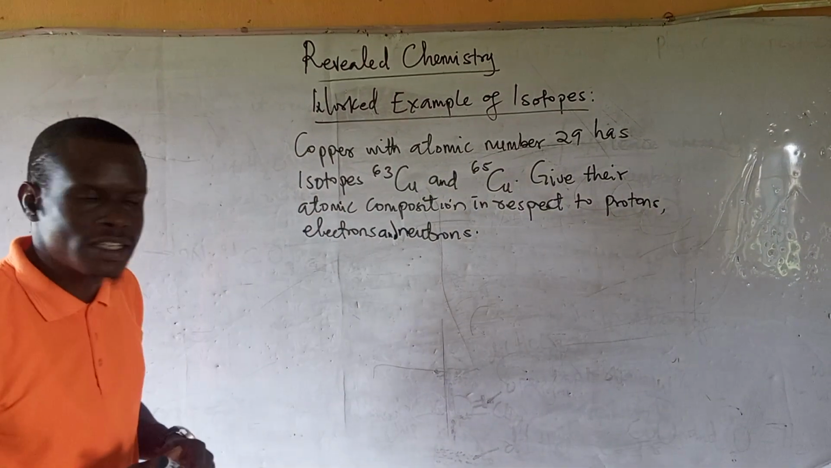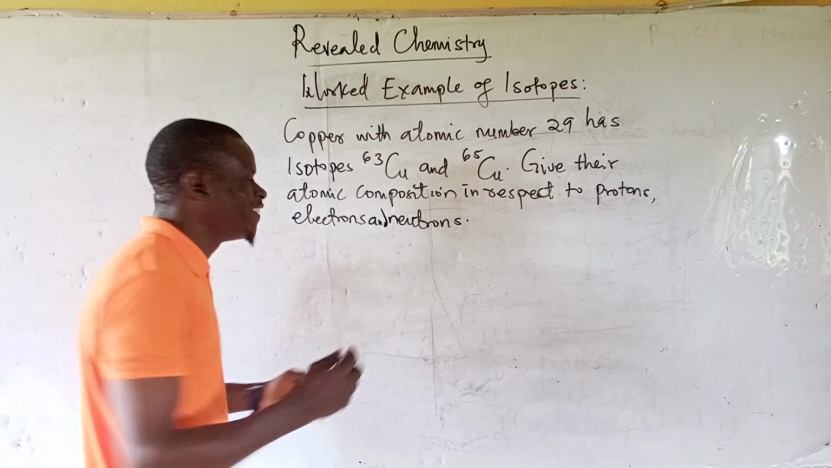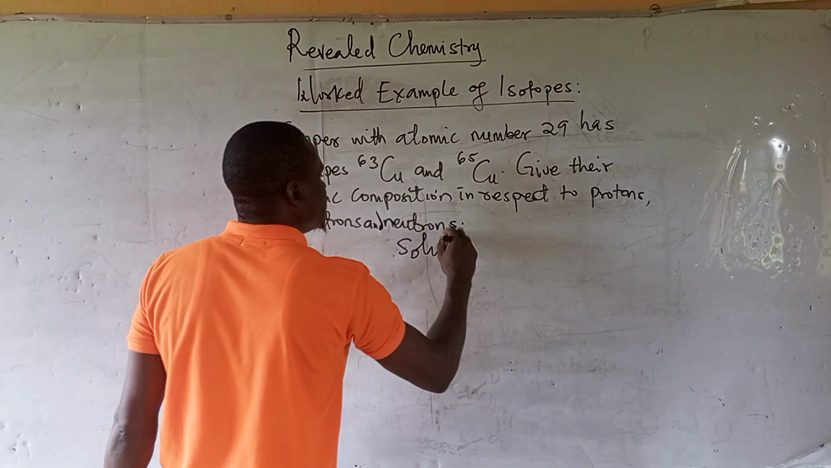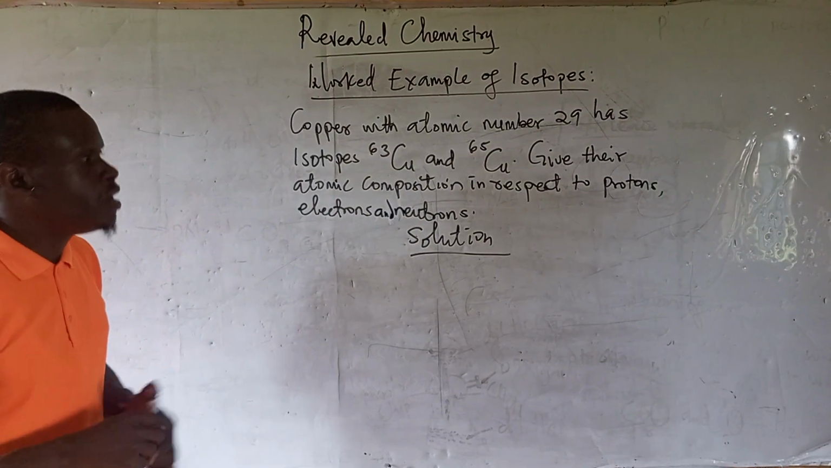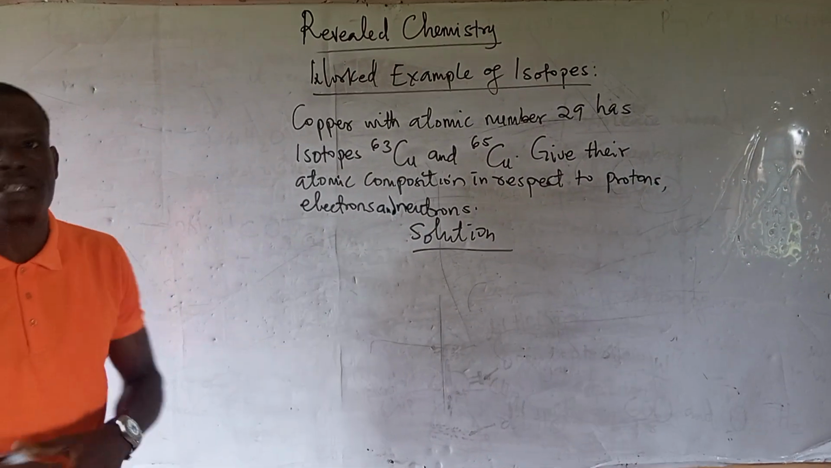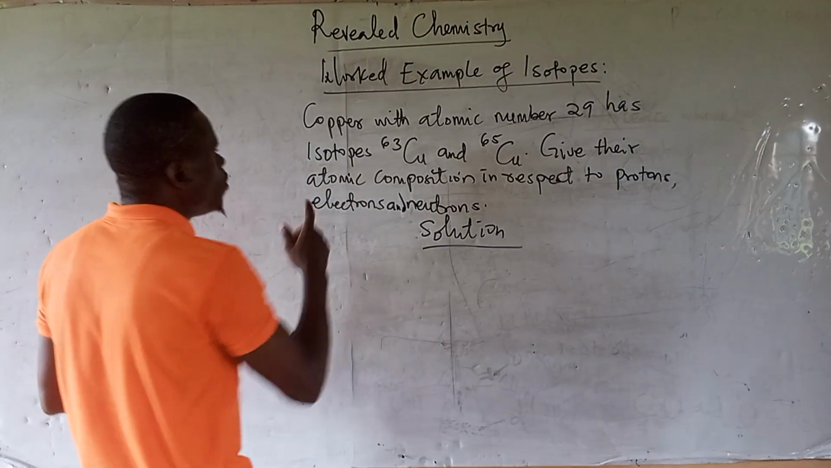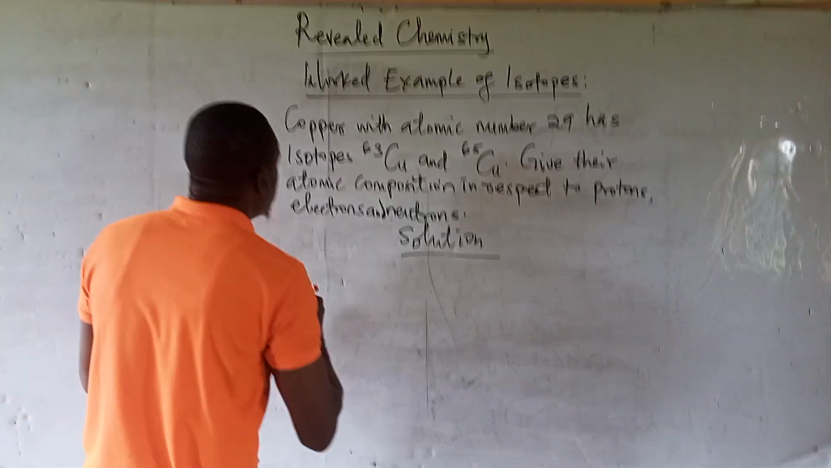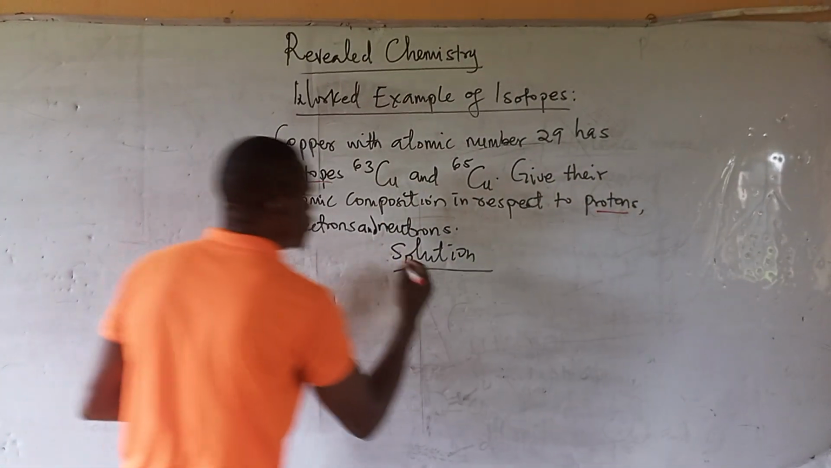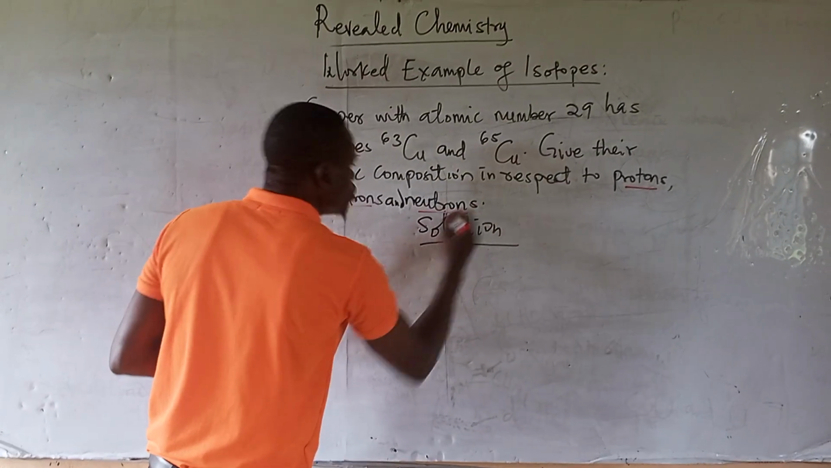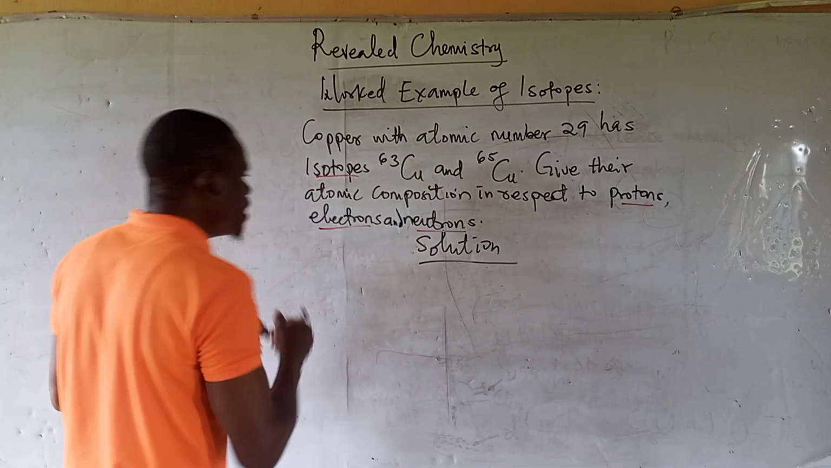Now, for you to deal with this, it's a simple thing. Work on it as if we're doing simple mathematics. Okay, solution. When you see something of this nature, it is good to tabulate it. The question talks about isotopes in respect to protons, electrons, and neutrons. So let's tabulate it in the first place.